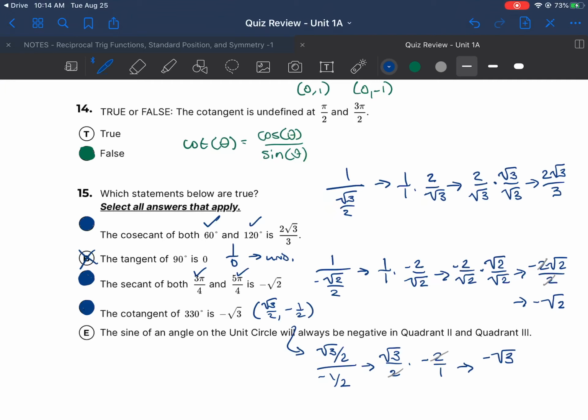And then lastly, answer choice E, the sine of an angle on the unit circle will always be negative in quadrant 2 and quadrant 3. However, if you look at quadrant 2 and quadrant 3, it's not the sine that's always negative, but it's actually the cosine that's always negative. So this would be false. Another way to look at it is that in quadrant 2, the sine is actually positive, while the sine is negative in quadrant 3.